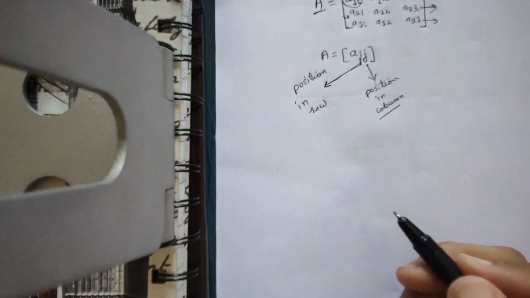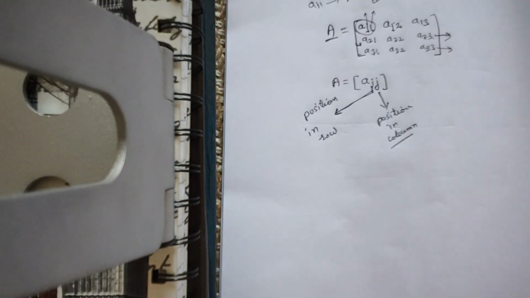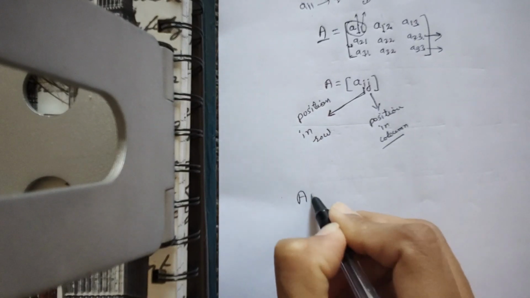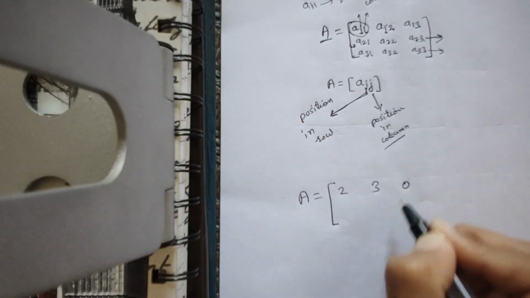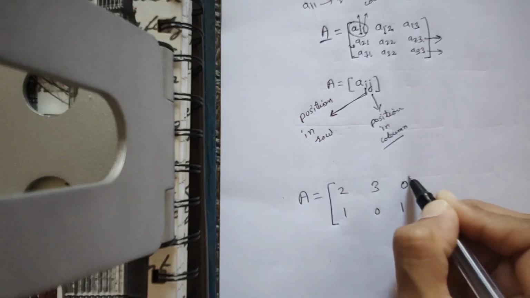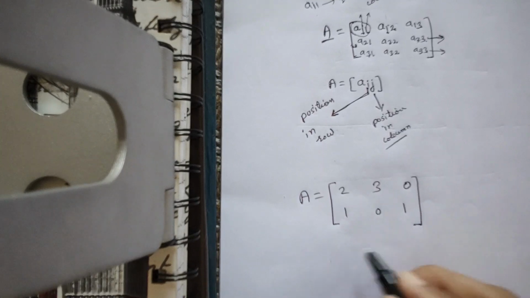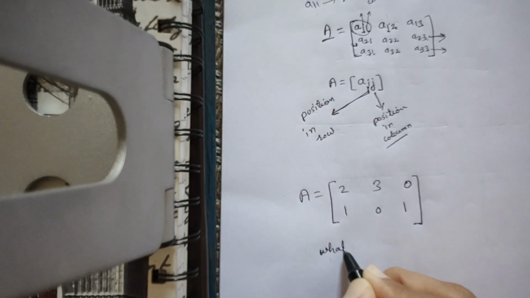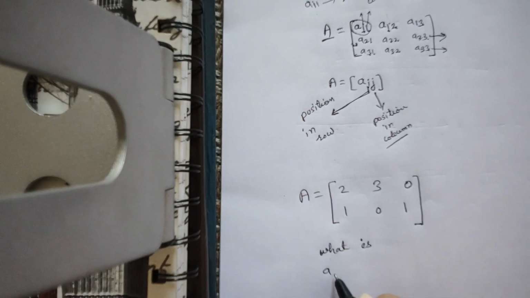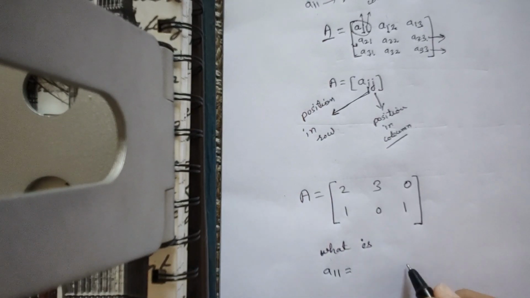So for example, suppose I have a matrix A equal to [2 3; 0 1; 0 1]. And I ask you, what is A11, A22, A31? Okay, this is my question to you.